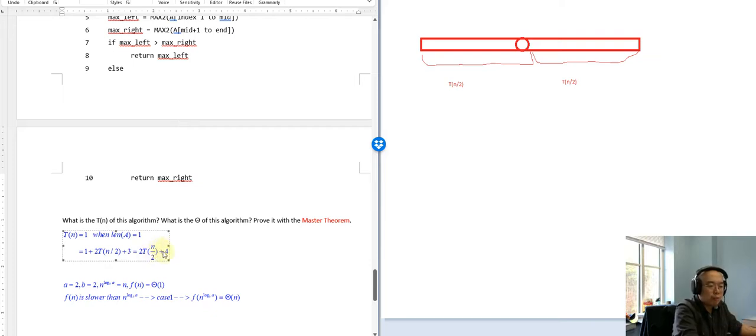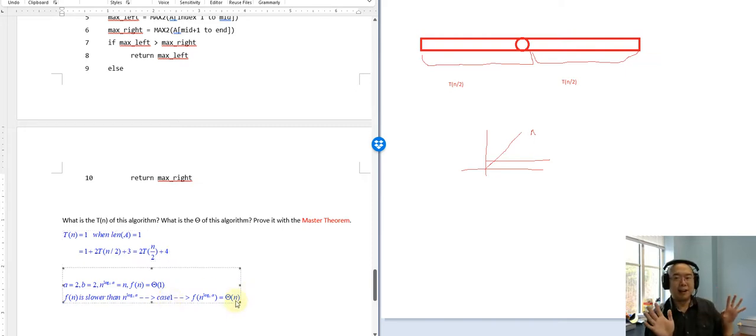The next question is, is n to the power log_b a faster or slower than f(n)? In this case, n to the power log_b a gives you n, which is a linear growth. And a constant value is flat. So which one grows faster? It should be n, so n to the power log_b a is faster. This gives you case 1, and because it's case 1, the answer is theta of n.